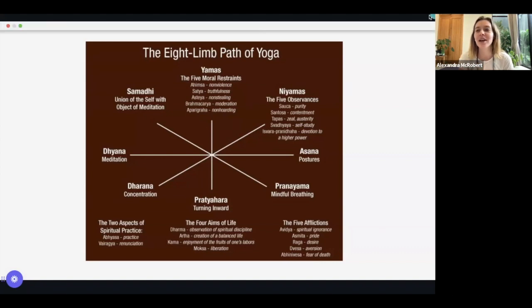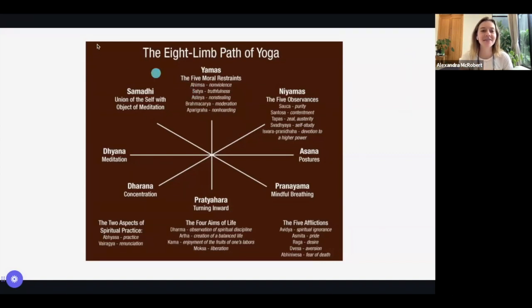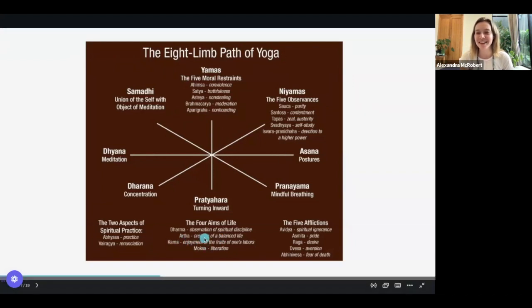And how are we doing for time? We have 5 minutes left. Okay. We're on slide 3. I'm just going to quickly go over these last couple of things.